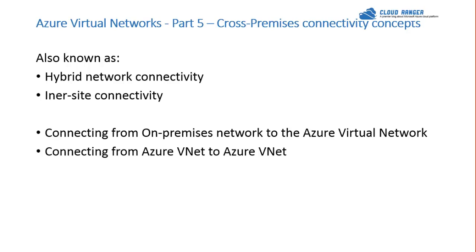So cross-premises connectivity also is known as the hybrid network connectivity or inter-site connectivity, regardless of whatever term is thrown at this. It will basically mean that there are going to be different sites that are going to be connected. And momentarily, we'll talk about all the topologies that go with that. But in basic, it means that it's connecting from on-premises network to an Azure virtual network.